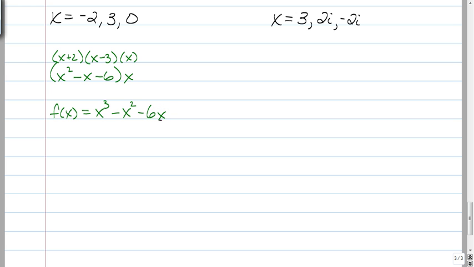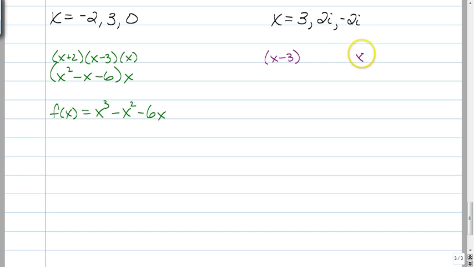Now the last one's tricky. We know that 3 comes from an x minus 3. But where do you get a plus or minus 2i? So think, how do we get an i in the first place? It's when we take the square root of a negative. So where did 2i come from?